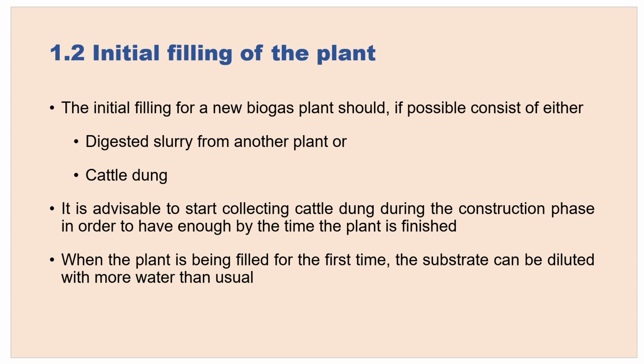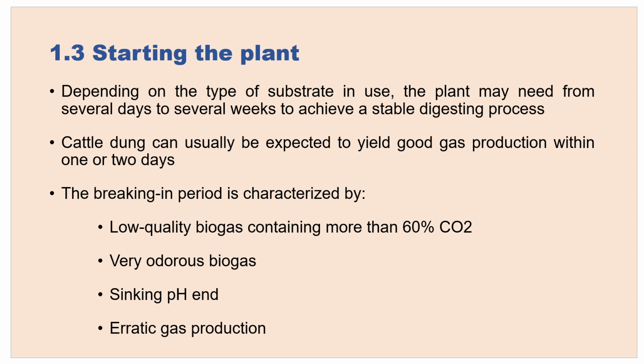So that is the initial filling of the plant, and during the initial filling we can add more water to the substrate than usual. Usually we fill the substrate and water in a ratio of 1 to 1. Initially we can add some more water, and in the initial stages the gas production will be intermittent, because only after some days will we get a continuous gas supply.